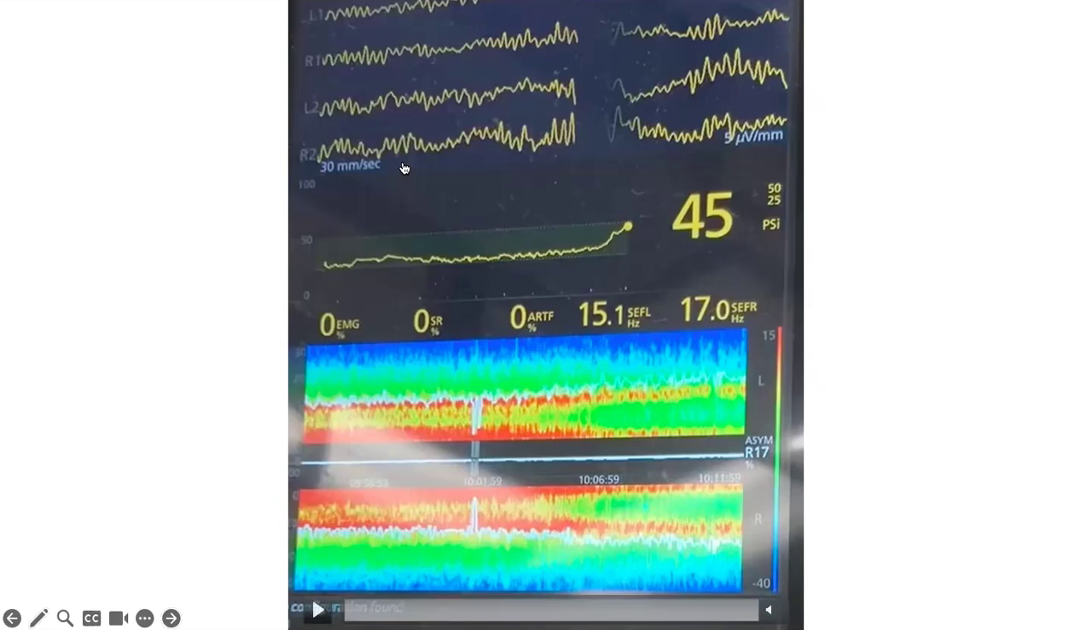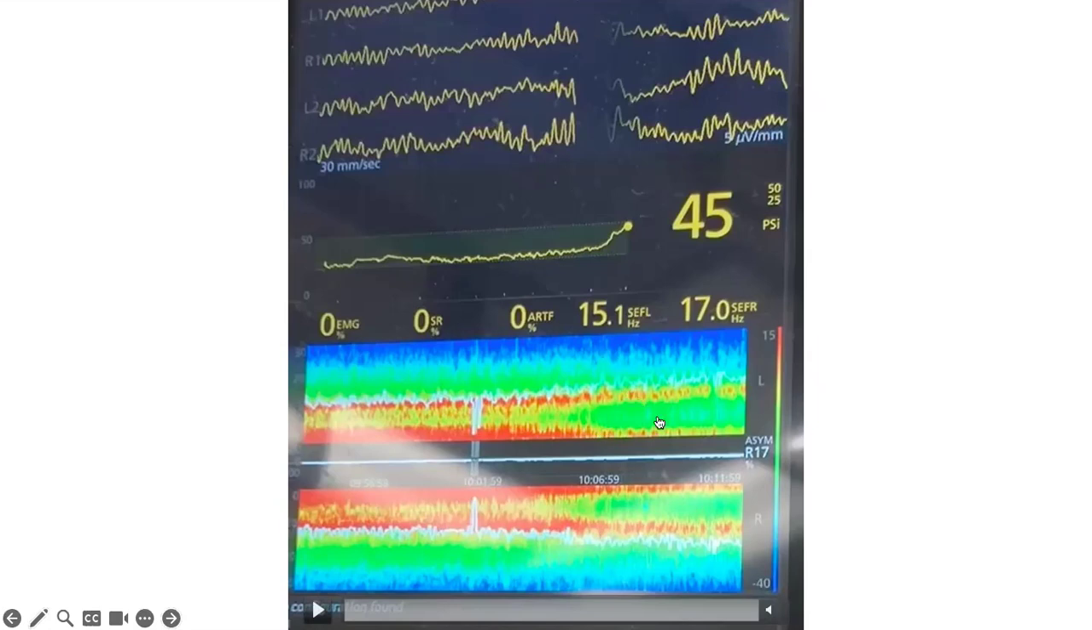We're also beginning to see a change in the waveforms here, where we are moving from higher amplitude to lower amplitude waveforms, from lower frequency to higher frequency waveforms.